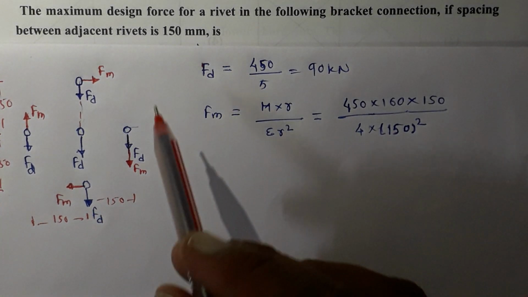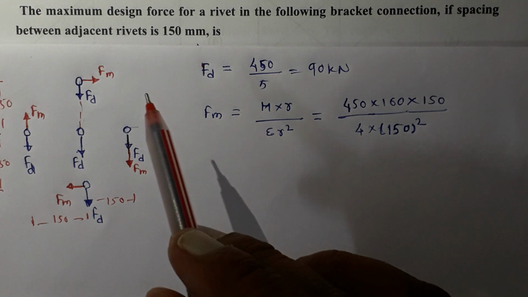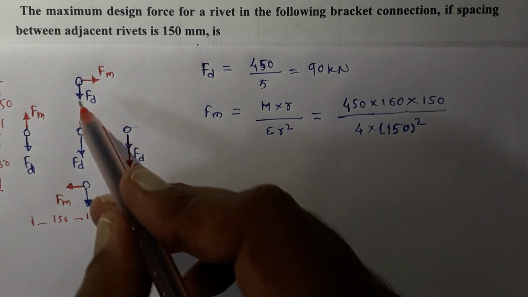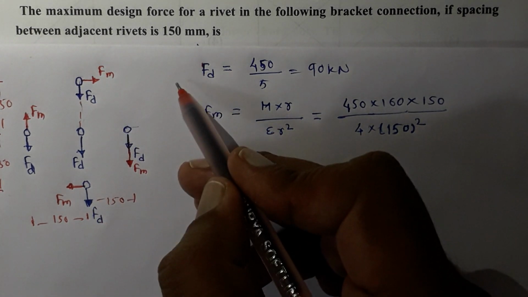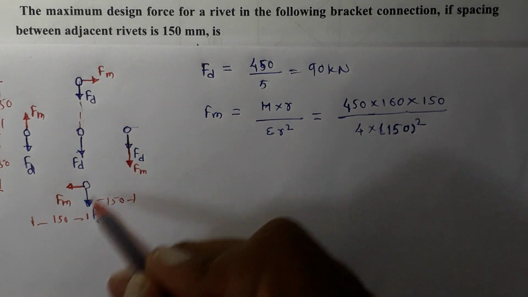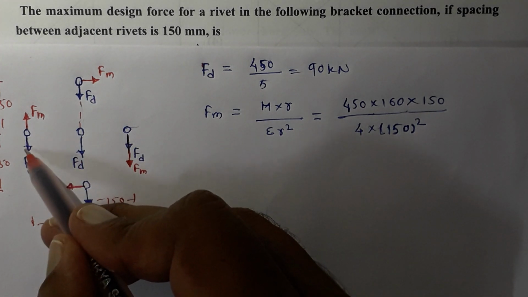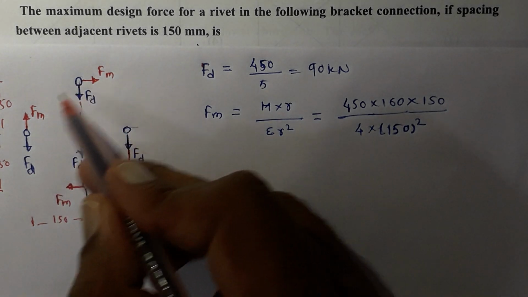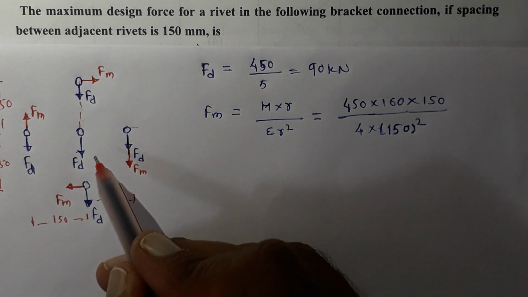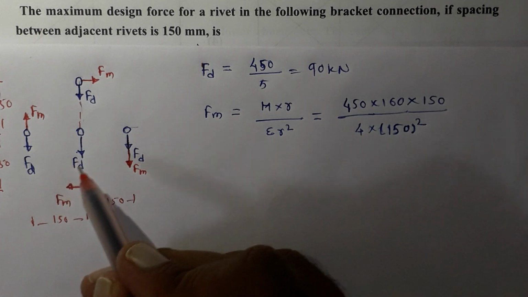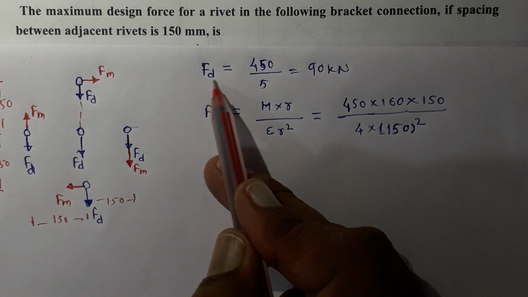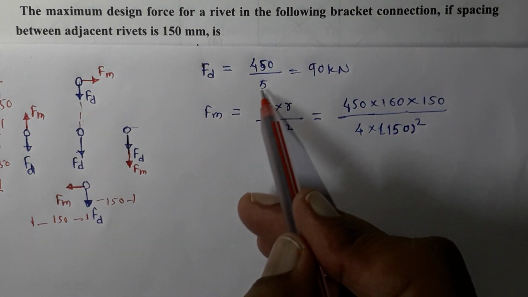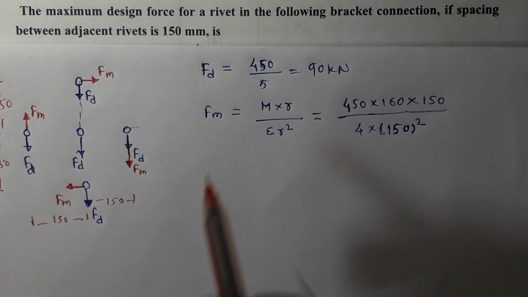Now the total load which is applied on the bracket is 450 kilonewton. So the direct shear force, as the load is vertically downwards, each rivet will be subjected to a downward shear force, that is FD, which I have shown over here, and each of the rivets will be subjected to the same value of direct shear force, which is given as FD is equal to 450 divided by number of rivets. Here the number of rivets is 5, so it is equal to 90 kilonewton.